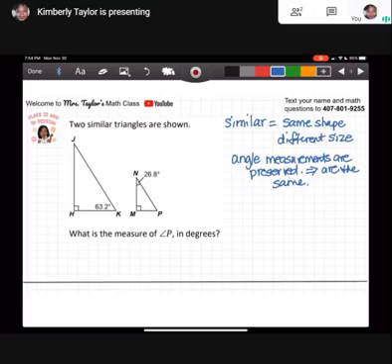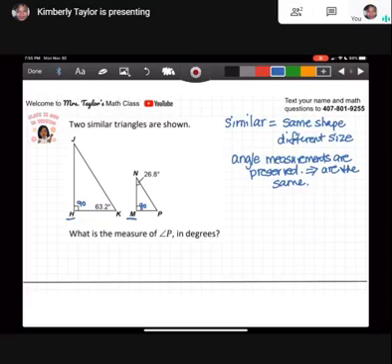So with that being said, it says, what is the measure of angle P? So you have to look at the corresponding angles. We know that H and M are the same. They're both right angles, and they have the degree measurement of 90 degrees. So I can put 90 right here. They're in the same location, so they're corresponding angles. They correspond to one another.